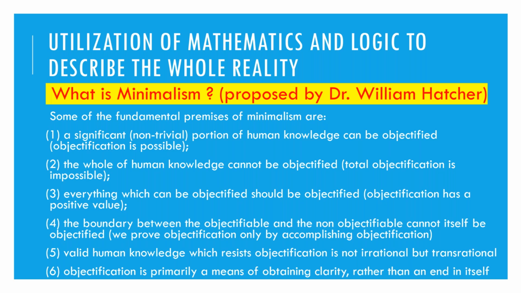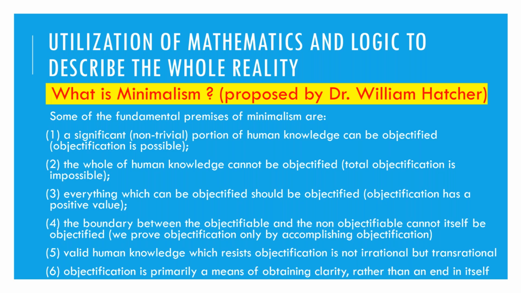That means that we continuously invent and discover new realities. So this boundary moves all the time. We barely know a small portion of reality, so this boundary is going to move and it shouldn't be fixed. The fifth one is that valid human knowledge which resists objectification is not irrational, but transrational. That means it exists, but we cannot prove it.